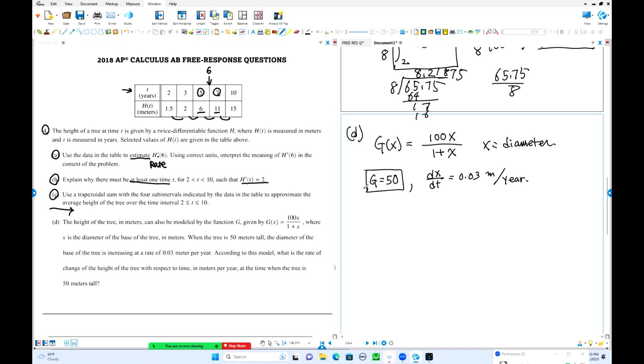According to this model, what is the rate of change of the height of a tree? We're gonna find dg/dt. This is the height at this time. We're gonna find dg/dt with respect to time, at the time when the tree is about 50 meters tall.